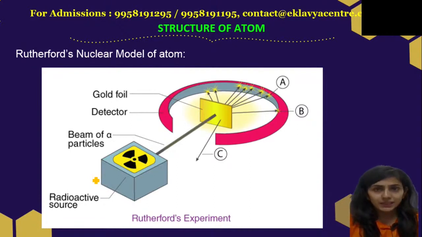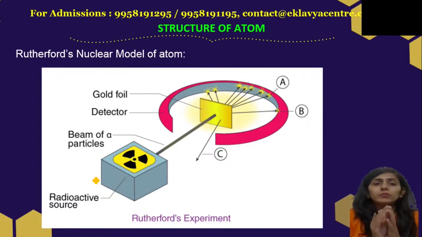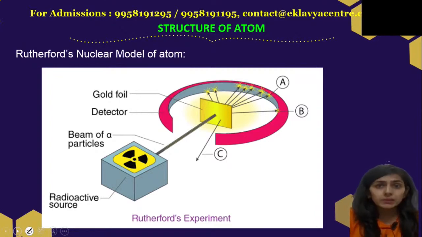was a very famous scientist, and along with his student or scholar, you can say, he performed this experiment. Rutherford was very rich, so that is why he was able to perform the radioactive experiments, because these experiments are very expensive.